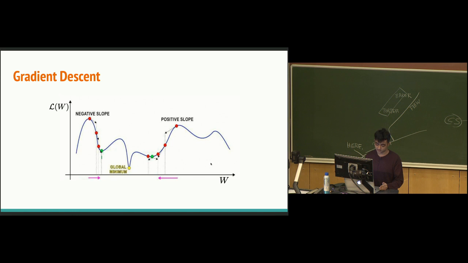So if you notice, if the slope at any particular point is negative, then you would want to increase your W, so that if you increase your W, then the loss term would decrease. And similarly, if the slope is positive, like here, if you decrease W, then your loss term would decrease. So basically, you want to go down into the valley, and this is the idea behind gradient descent.